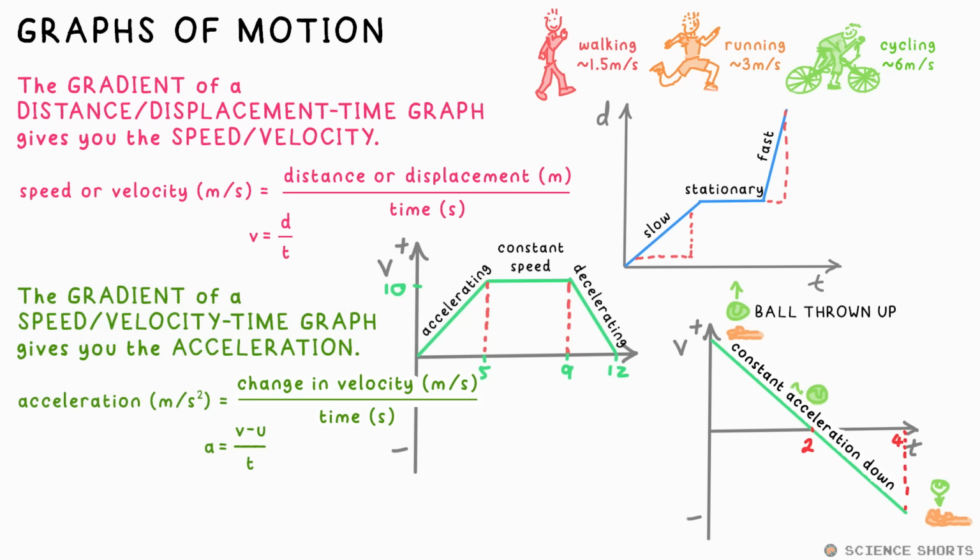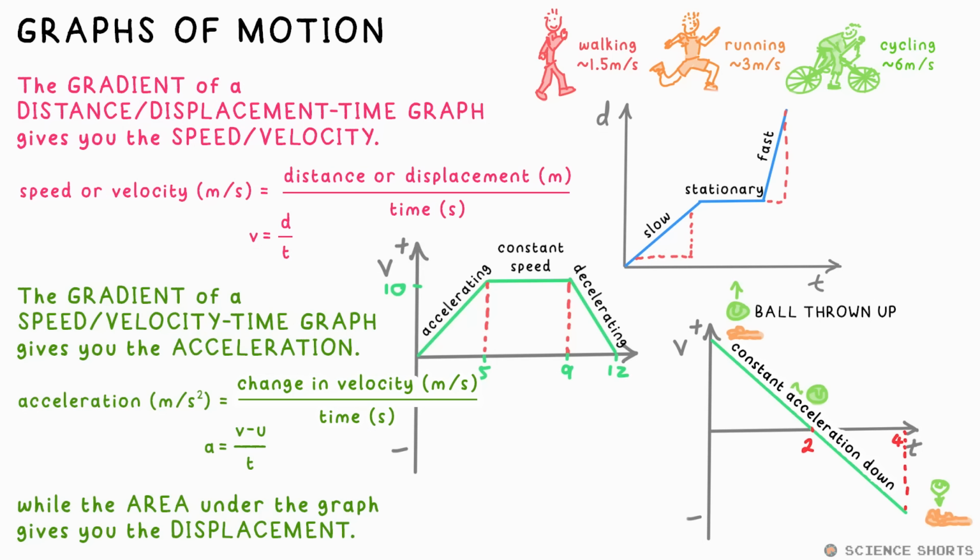Incidentally, this graph has a constant negative gradient, because gravity is accelerating it downwards at a constant rate, even though its direction changes. What you find is that for any object that's falling, its acceleration is 9.8 meters per second squared downwards, the same as gravitational field strength, because they're the same thing actually, but you don't need to know why.